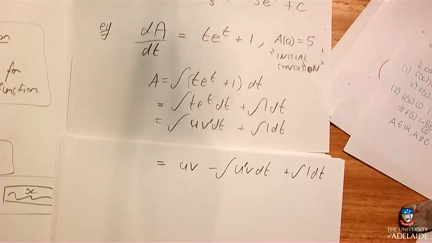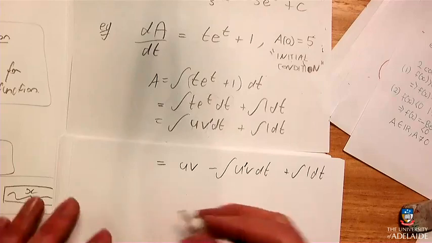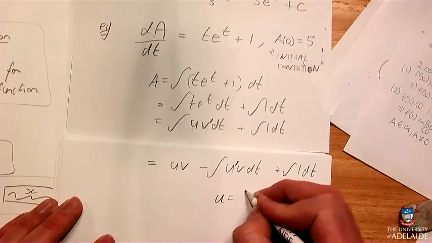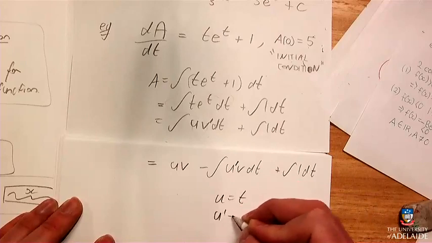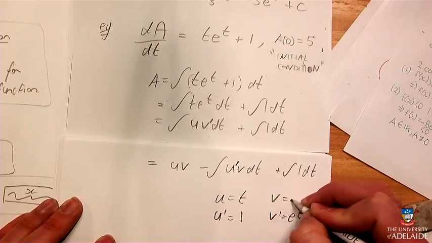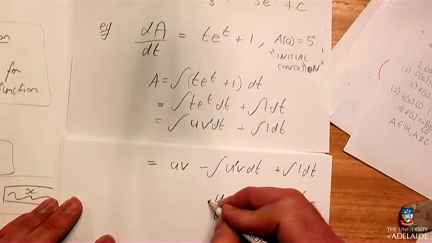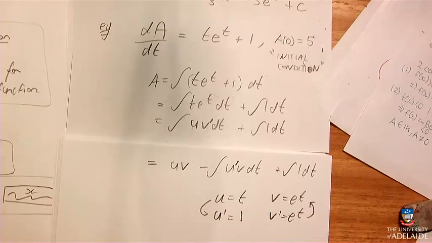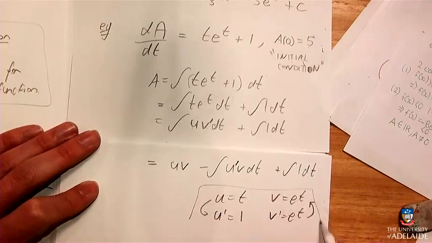But sometimes if they were written the other way around, I would do the dashes the other way around. That's how I think about it, that one has a dash and the other one doesn't. But some people prefer for the u to always be the one without the dash. And then you just write them in the opposite order and it'll be okay. Okay, so this is based on the idea that u is t, which means that u dashed is 1, and that v dashed is e to the t, which means that v is e to the t. Okay, that's the idea that I'm using.